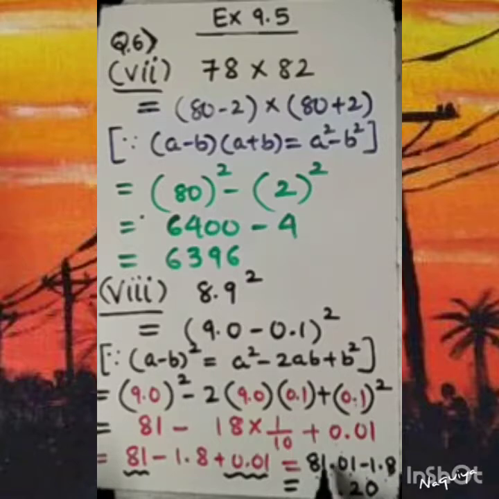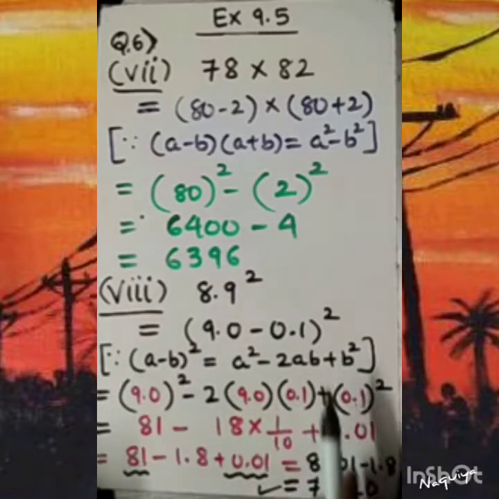Fine. Now here it will become 0, but again I have to borrow. So 0 minus 1 is not possible. So 10 minus 1, that is 9. So the answer of this 8.9 whole square is 79.20. Using the identity we are able to solve this easily.